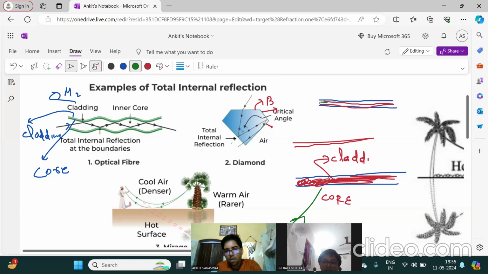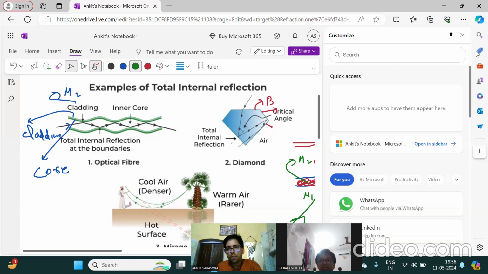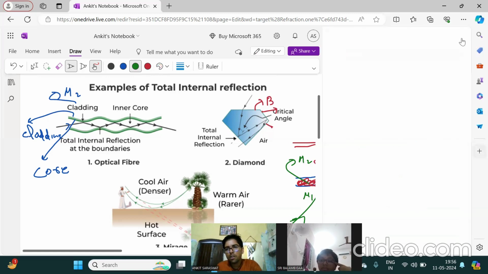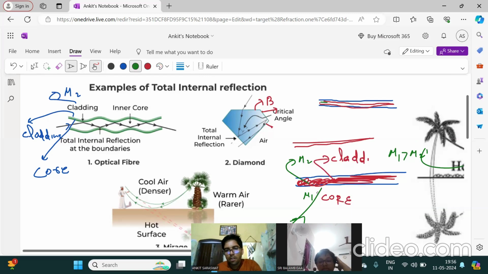then it goes from the core, which has refractive index mu1, to the cladding, which has refractive index mu2. Then this mu1 must be more than mu2. If mu1 is more than mu2, then light is going from denser to rarer. Clear? So they set a certain angle for the light to be incident. At a certain angle, it always comes back to the same medium.